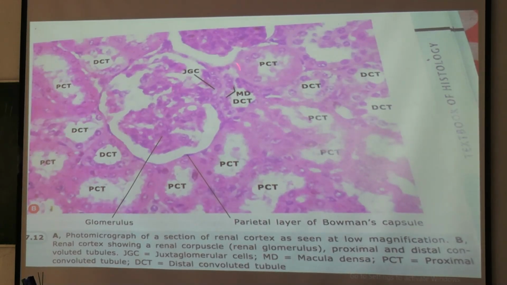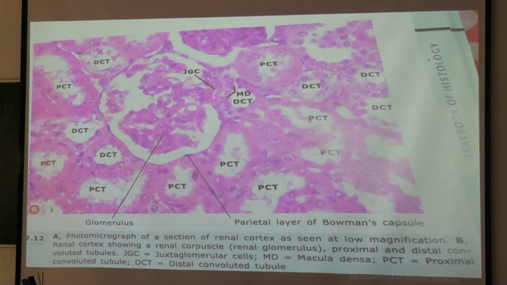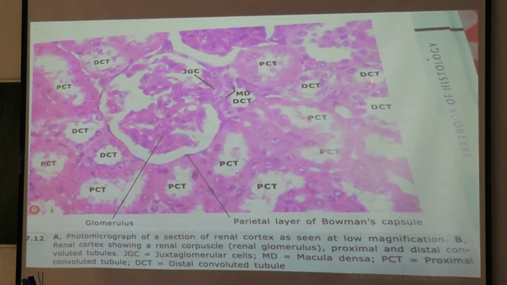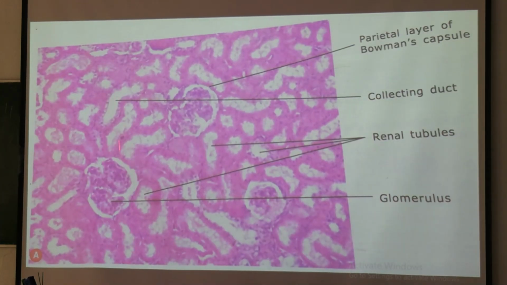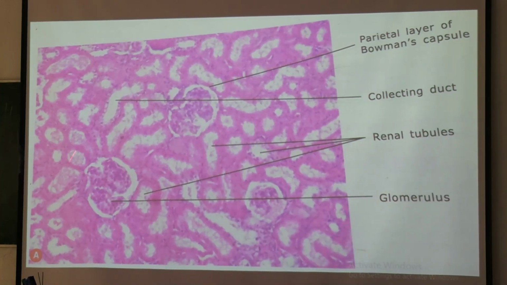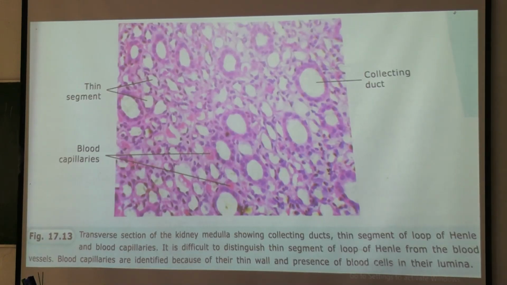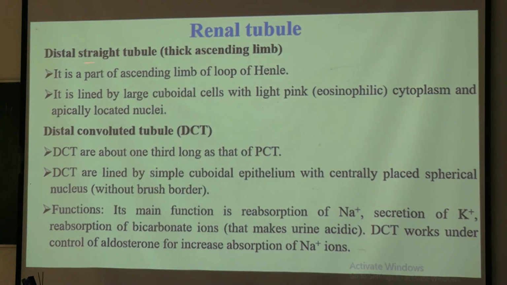Here juxtaglomerular cells, macula densa in DCT and juxtaglomerular cells in the afferent arteriole have been shown. These are the DCT sections, some are PCT sections. Collecting ducts, elongated sections are of collecting duct, okay, and different renal tubules: PCT, DCT, glomerulus, parietal layer of Bowman's capsule.